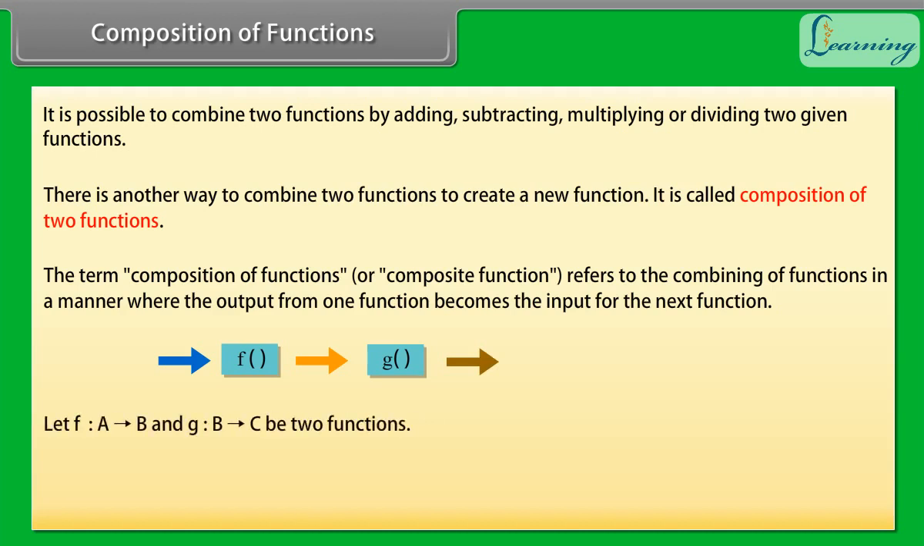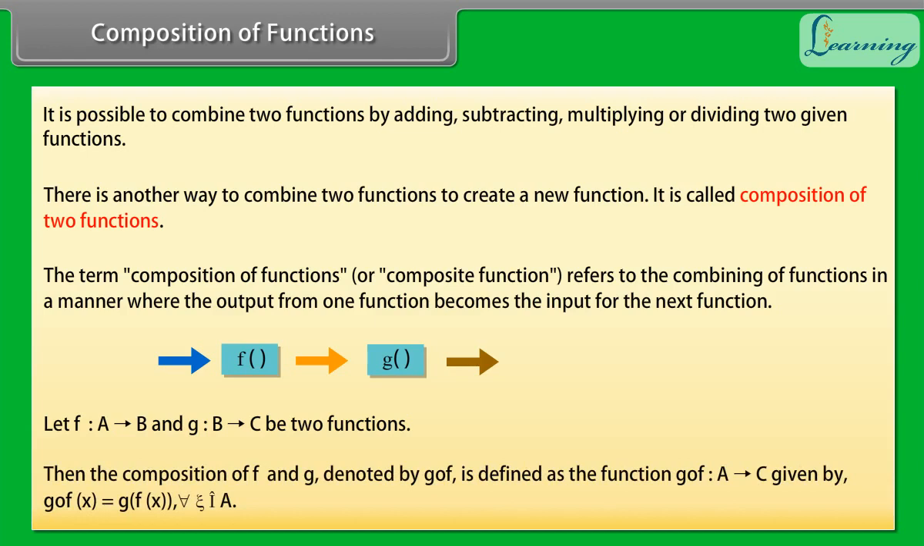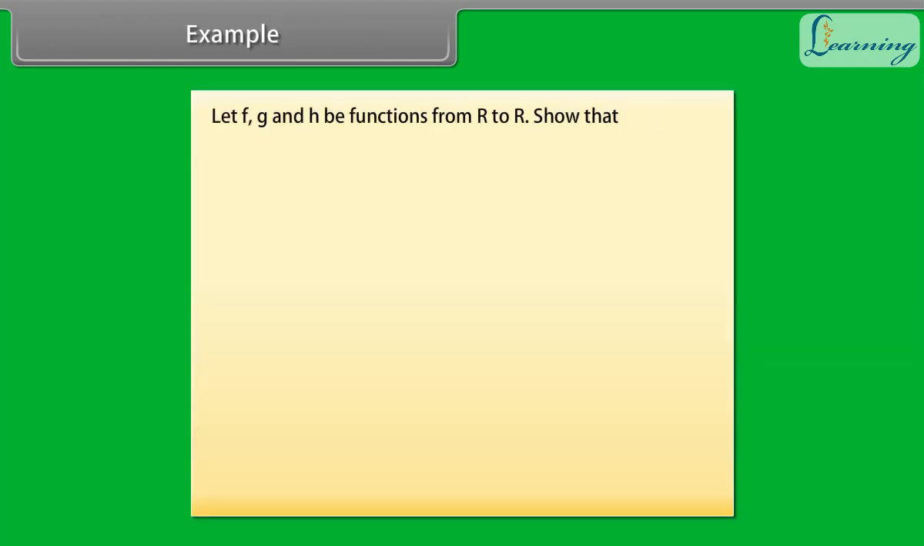Let function f from A to B and function g from B to C be two functions. Then, the composition of f and g is denoted by g of f, defined as the function g of f from A to C given by g of f of x is equal to g of f of x for each x belongs to A. Example. Let f, g and h be functions from R to R. Show that f plus g of h is equal to f of h plus g of h.